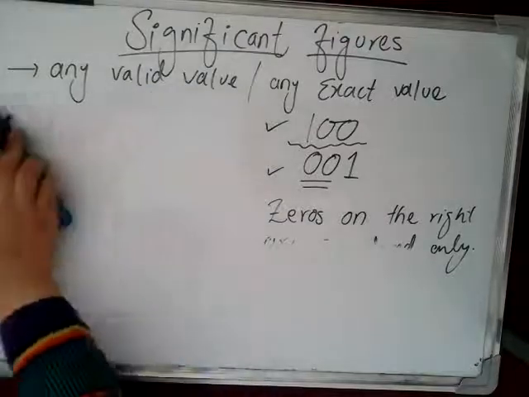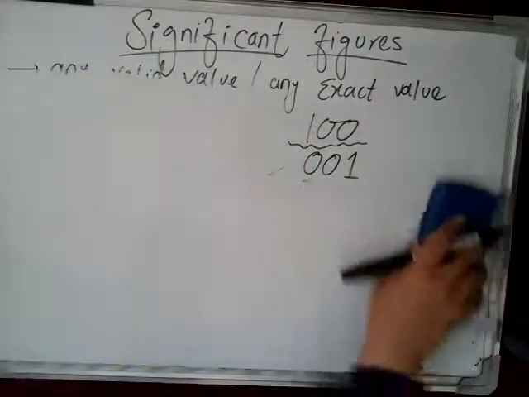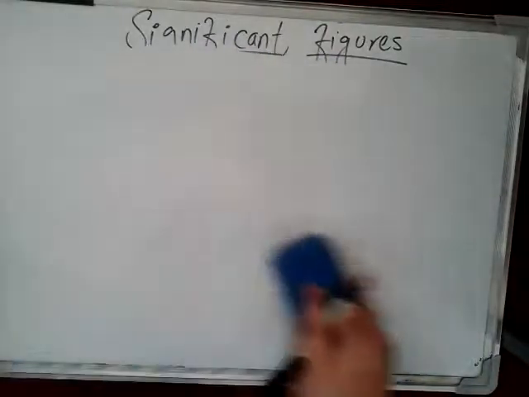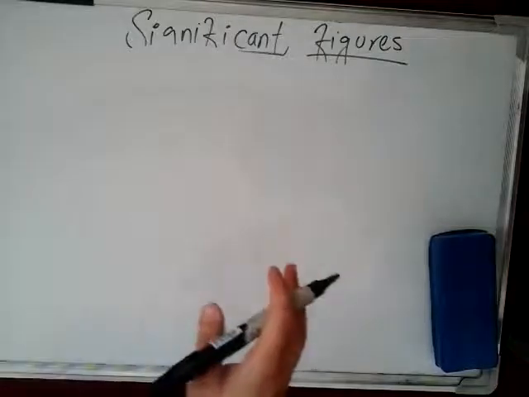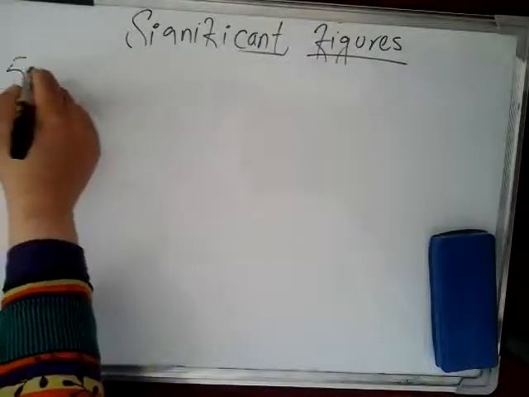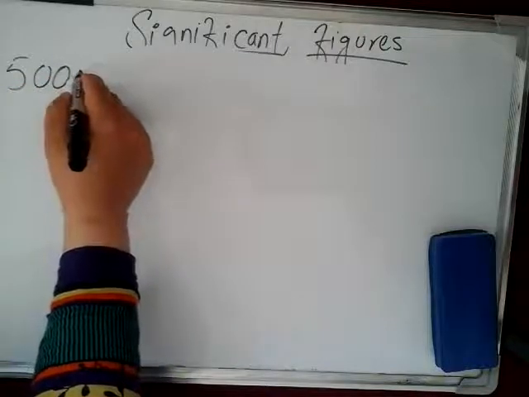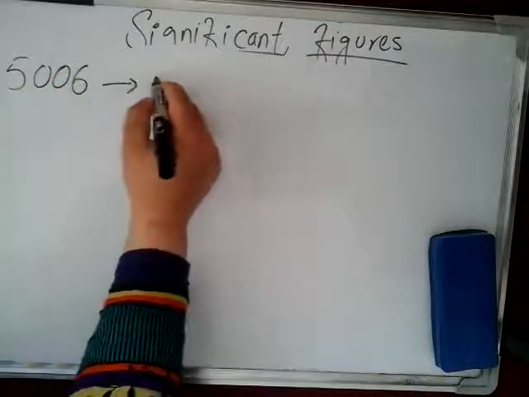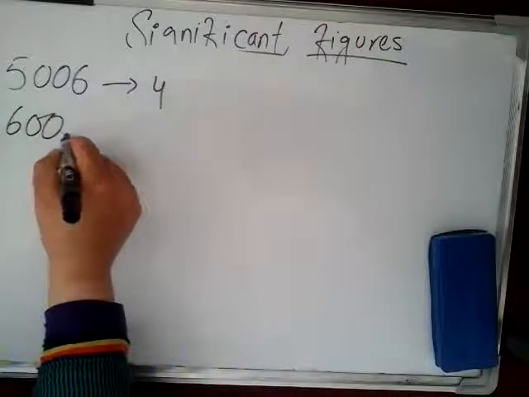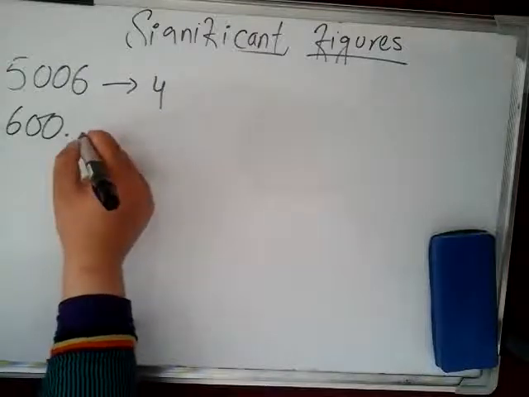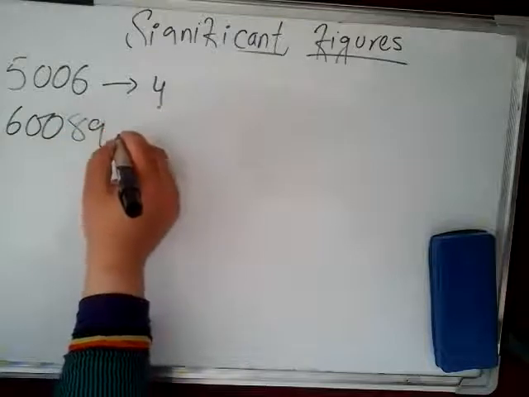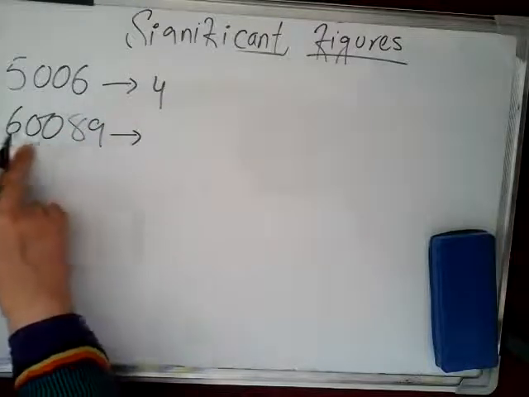Now what if 0 is present? There are also many conditions with zeros. It is not always necessary that if 0 is present on the right side, we will consider them. For example, suppose 555006, here the significant figures are 6. Now for example 600.6089, here the significant figures would be 7.